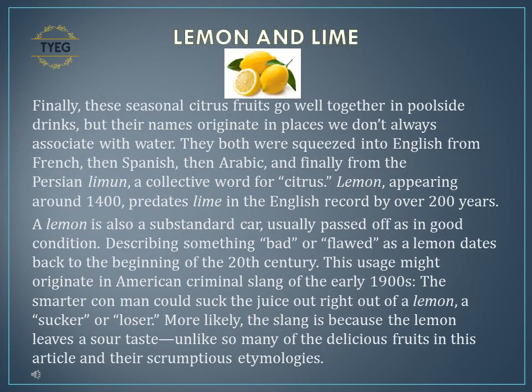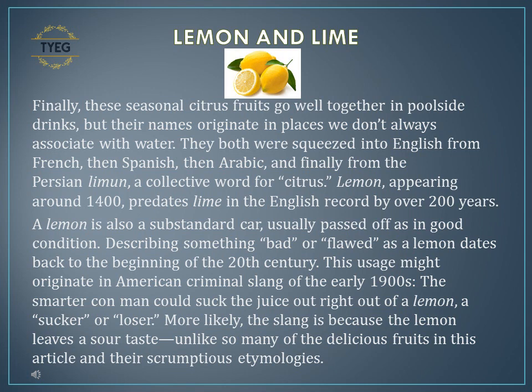Lemon and lime. Finally, these seasonal citrus fruits go well together in poolside drinks, but their names originate in places we don't always associate with water. They both were squeezed into English from French, then Spanish, then Arabic, and finally from the Persian limon, a collective word for citrus. Lemon, appearing around 1400, predates lime in the English record by over 200 years.